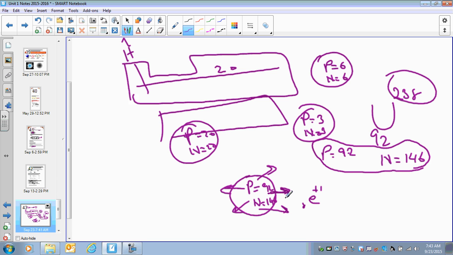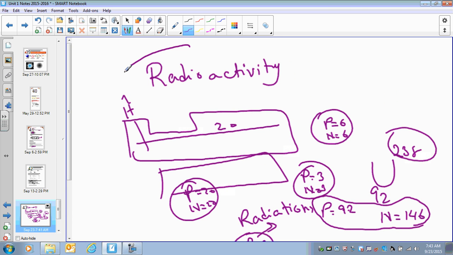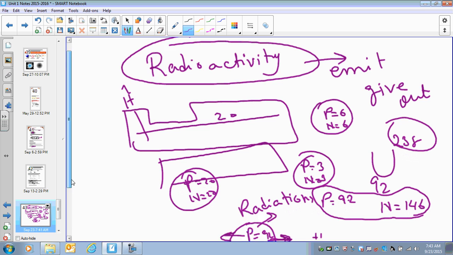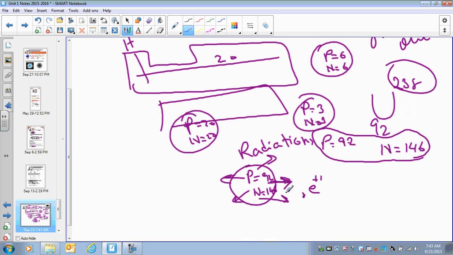So the rays that come out are called radiations, and the process is called radioactivity. So radioactivity is a natural process of any element to give out radiations. Do you understand this? Radioactivity is a process in which an element or atom gives out radiations. As I said, radiations come out in the form of protons, neutrons, electrons, positrons, and much more.